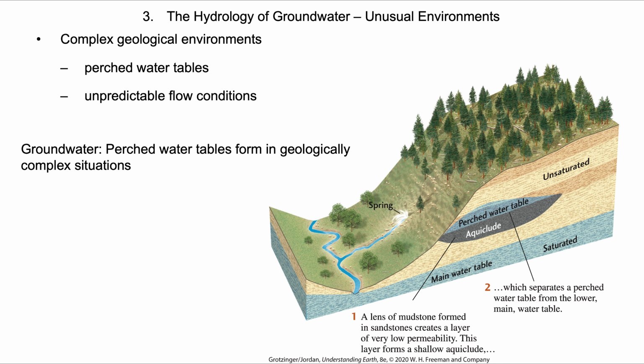Unusual environments include perched water tables. In this case, we have an aquiclude. We have an unsaturated series of rocks, bedrock, soil material up here. That's going to allow infiltration. The water is going to soak in and saturate this porous material above the aquiclude. And if this perched water table is located near an outlet, a geographic outlet, a geomorphological outlet in this case, we're going to get a spring.